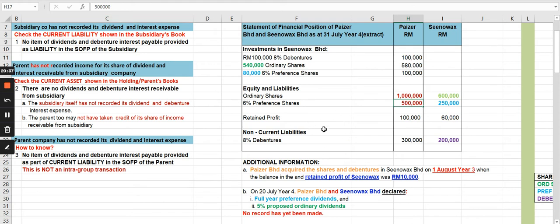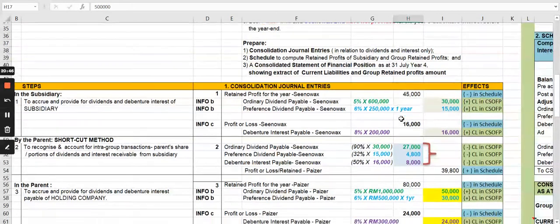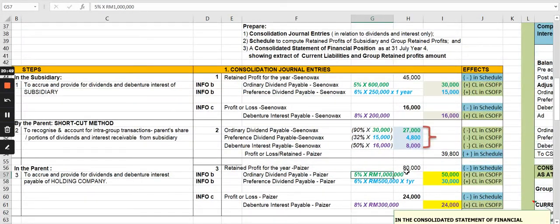Okay, for the preference shares it was 6% from 500,000. For the ordinary shares it would be 5% from 1 million, and the calculation has been done here for you. And for the preference shares it is for 1 year or 12 months, so that it becomes 30,000. And this is another creation of current liability for the parent, and this should appear in the consolidated statement of financial position, the one that I highlight in green here.